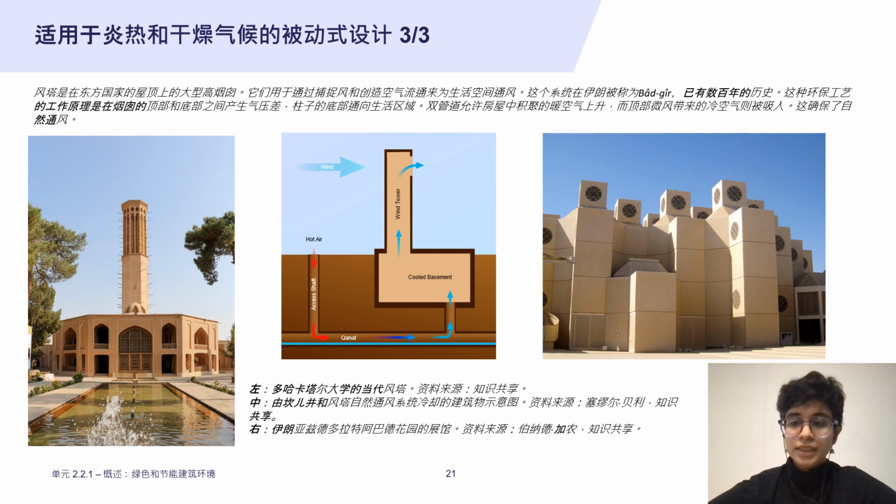Wind towers ventilate living spaces by capturing the high winds. They create a pressure difference between the top and the bottom of the tower. A double duct allows the warm air accumulated in the house to rise while the cooler air brought by the light wind at the top is drawn down.